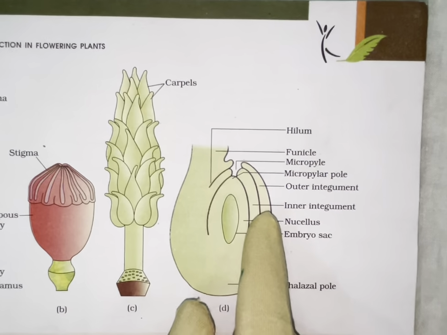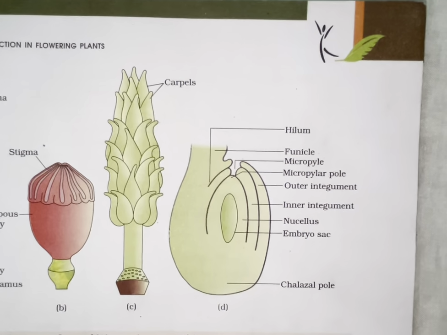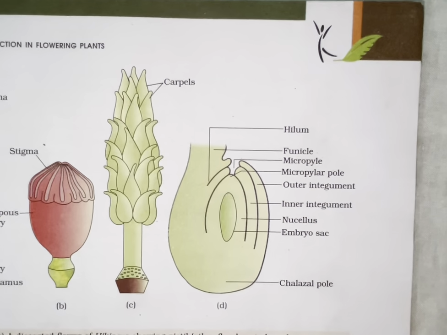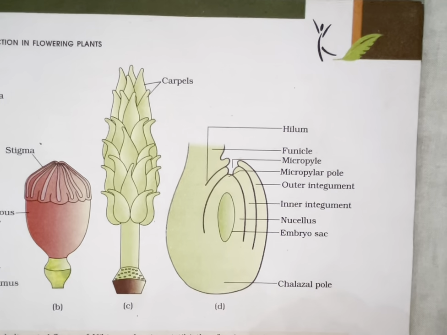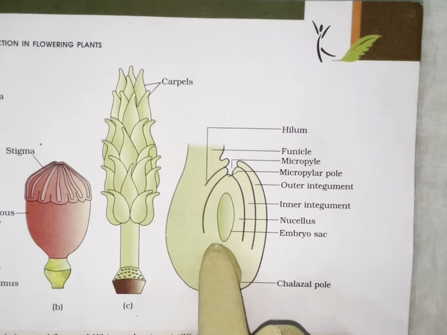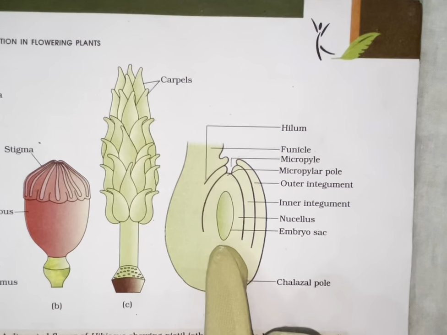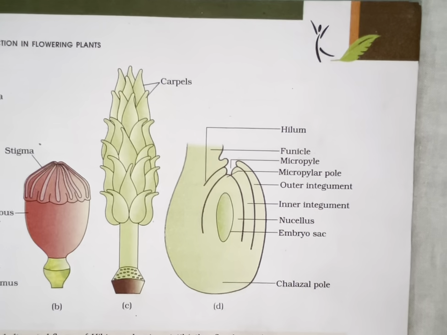Next, inside the integument, there is a cell mass which is known as nucellus. It has abundant reserve food material enclosed inside the integuments. Inner to the nucellus, or you can say that one of the cells of the nucellus develops into embryo sac. It is present in the center of anatropous ovule.